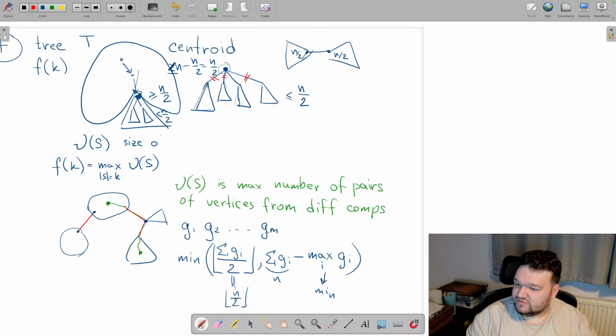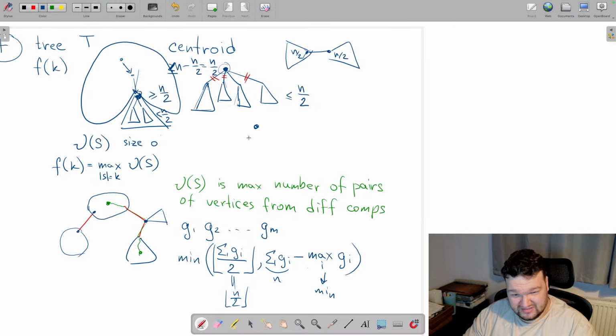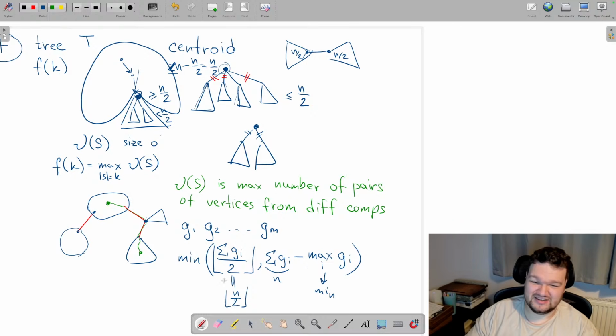So the max of j will be n minus all the components that we have cut from the centroid. Well, that is not exactly true. If we have the centroid and two big components and we cut both of them, then the maximum will be the bigger of those components, but it will not affect this formula. We only care about the largest component if it is strictly greater than half of all elements, and that can only happen for the centroid.